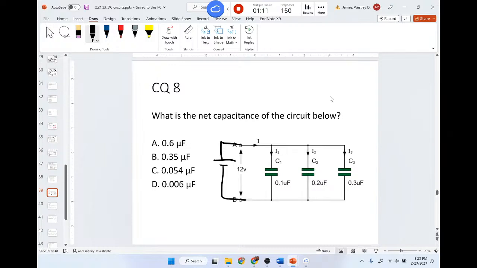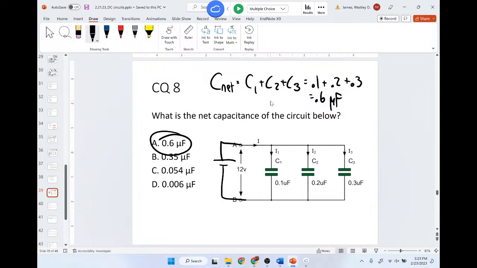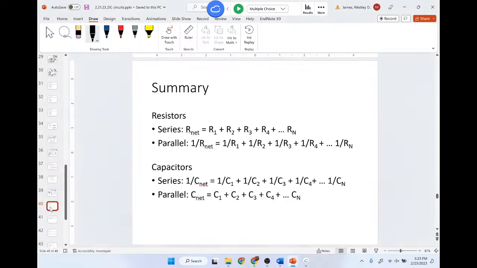In 5, 4, 3, 2, 1. These are in parallel. They follow the opposite rule of resistors. They just add: C1 plus C2 plus C3. 0.1 plus 0.2 plus 0.3, 0.6. Bam. Because my answer was in terms of microfarad, I purposely try to keep these clicker questions quick. I'm not trying to do any crazy unit conversions in them. All right, and mark this now so I don't have to later. Great job.